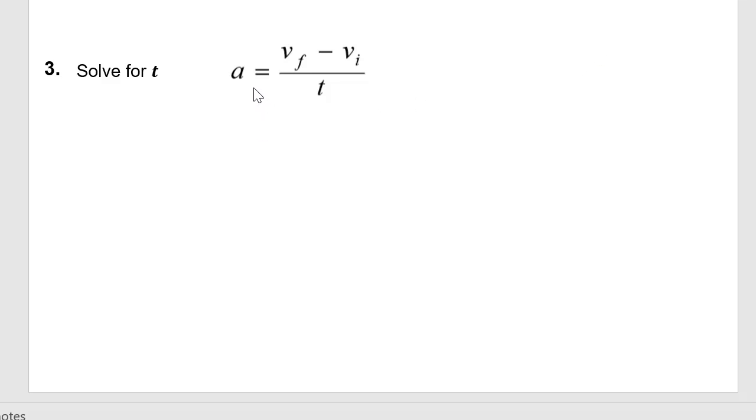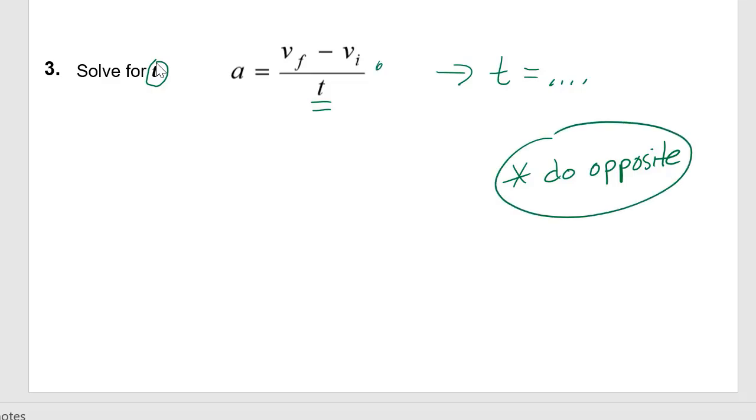Here's an equation for acceleration. Acceleration equals the difference between final and initial velocity divided by the time. But if we want to solve for the time, t, we need to get this formula rearranged so that it says t equals. And we have t on the bottom of this. This is really a fraction here, vf minus vi divided by t. So again, we're going to do the opposite. And the opposite of divide by t is multiply by t. So multiply both sides by t, and we get t times a.